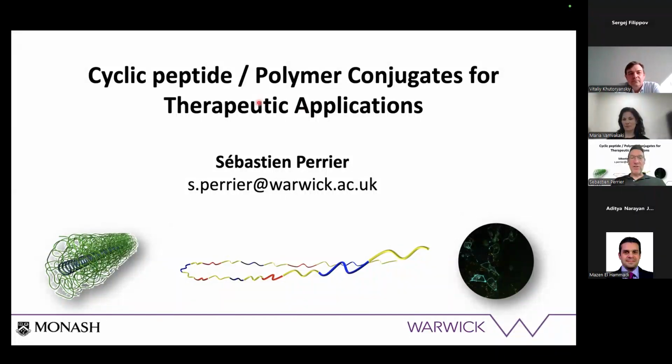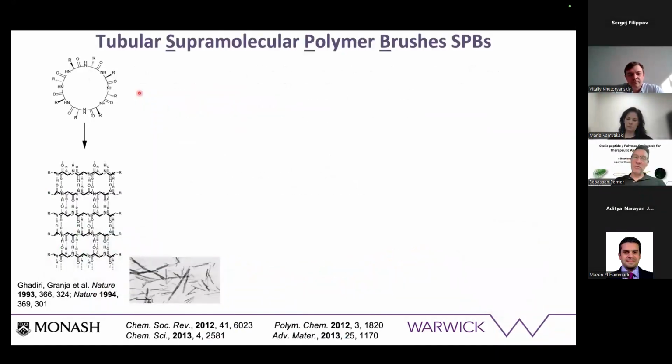So as you can see, I slightly changed my title. I thought rather than talking for a whole hour, we'll make it just half an hour, and I'll be focusing on some specific materials rather than a whole range of different materials for bioapplication. So I'm going to talk about the specific system that we've developed, cyclic peptide polymer conjugates. So I'm going to go straight into it.